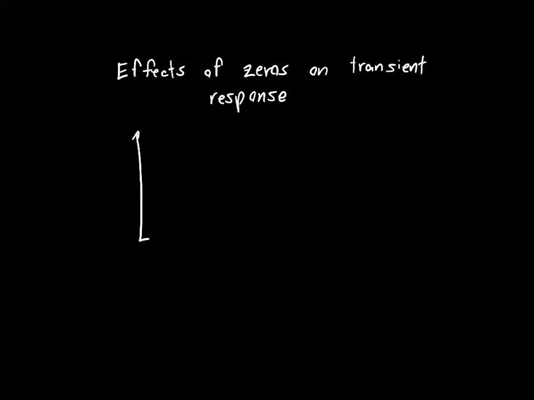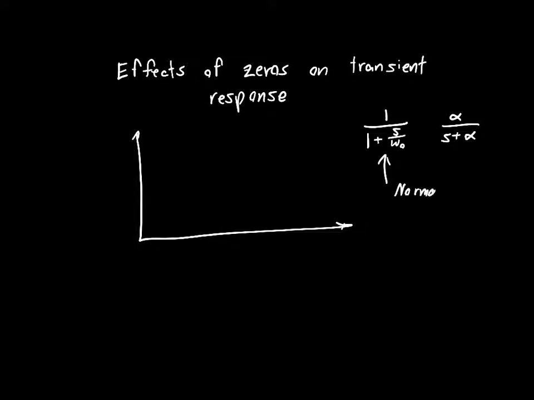So if we've got a typical system, let's say we've got a normalized transfer function, 1 over 1 plus s over omega naught, or if you prefer alpha instead of omega naught, then this will perhaps make you feel a little more comfortable, or even alpha over s plus alpha. These all mean the same thing. It's just that this one is normalized, and it's easier to visualize what exactly is going on.